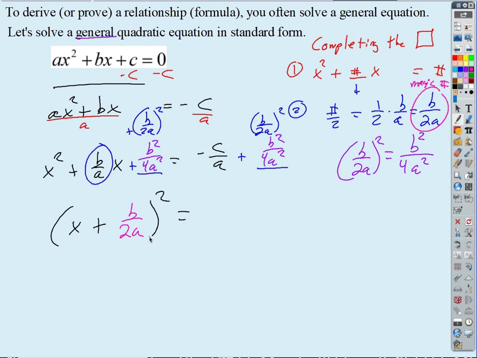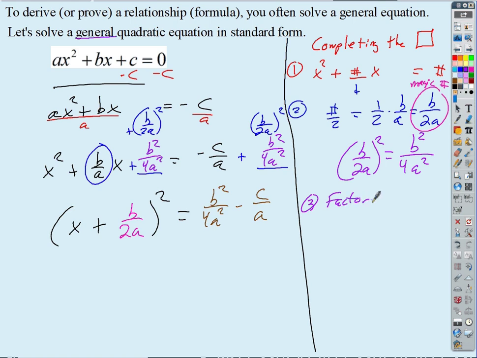Now on the other side, how about over here? Well, I've got negative c over a plus b squared over 4a squared. I'm going to put the positive one first. I can just change the order around of those, right? So why don't we make that b squared over 4a squared minus c over a. Okay, but when we're adding or subtracting fractions, I forgot that step.